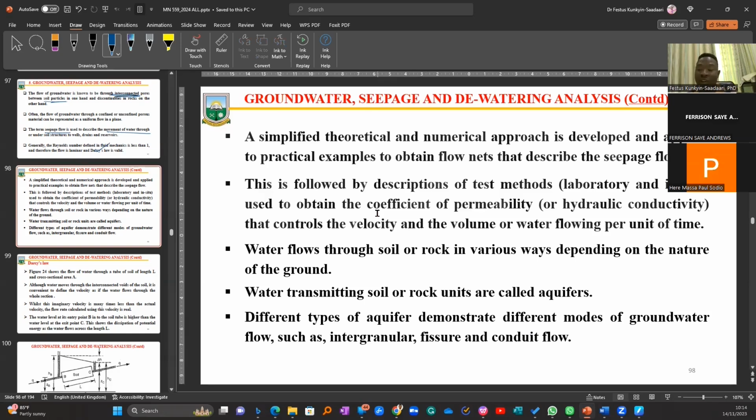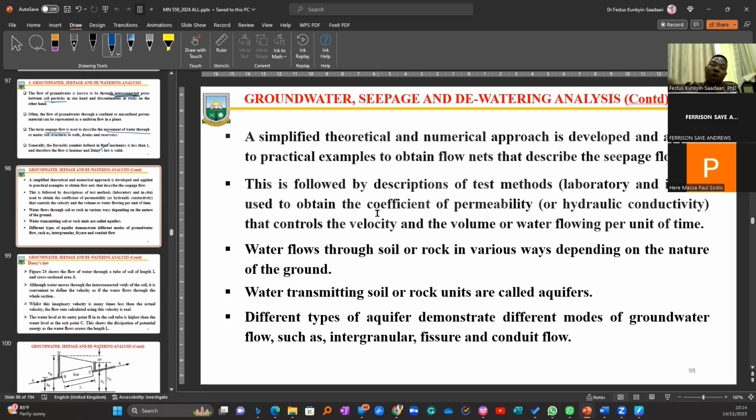So a simplified theoretical and numerical approach is developed and applied to practical examples to obtain flow nets that describe the flow rate. So this is not a soil mechanics class. Otherwise, we would have delved deeper into what we term a flow net. It is a practical, graphical approach that helps us to determine the flow path of water.